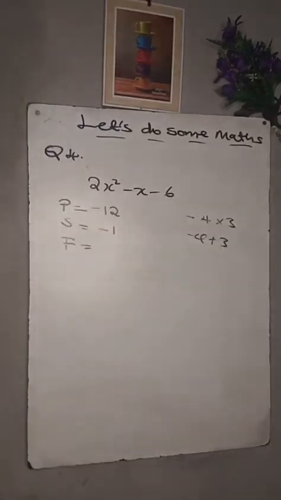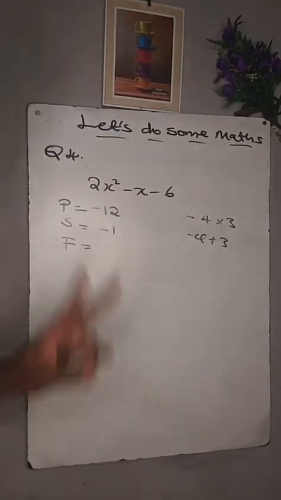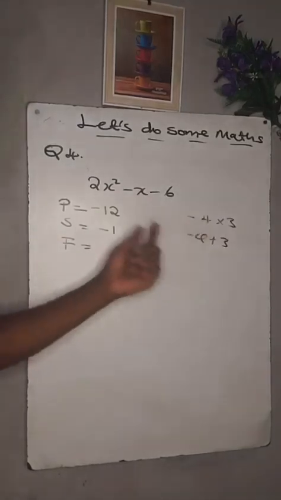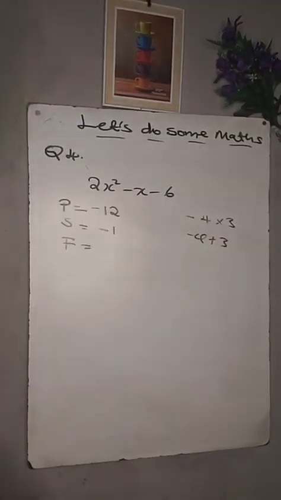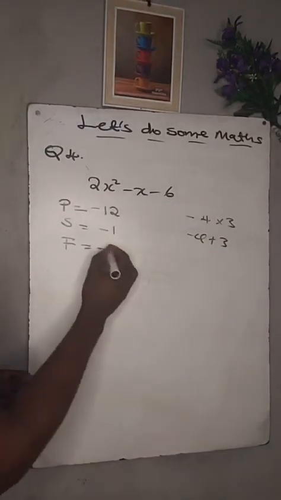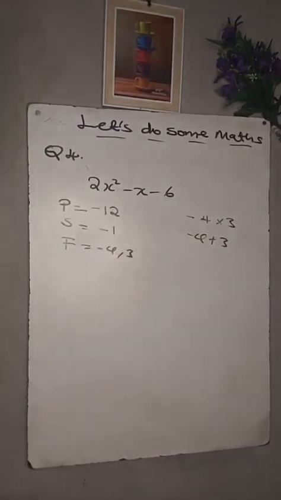Always, when you have been given a product, your product will help you find your factors. You look for 2 numbers that if you multiply them, you get that product. So you always look for which numbers can give you 12. So now we have negative 4 and 3. These are our factors.